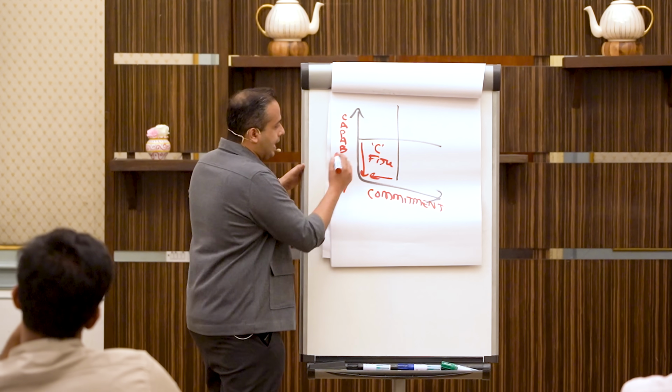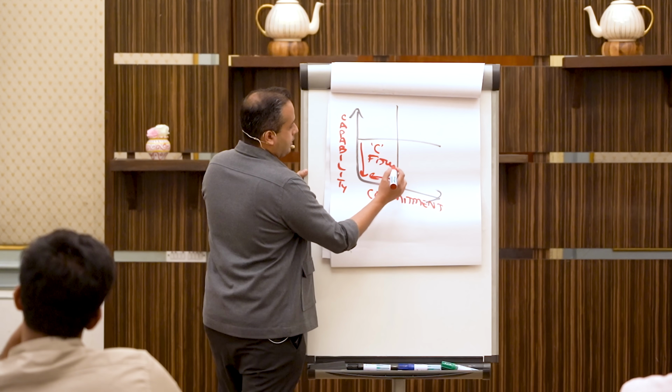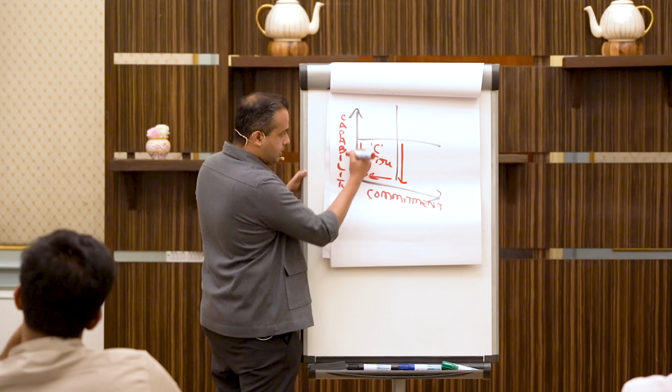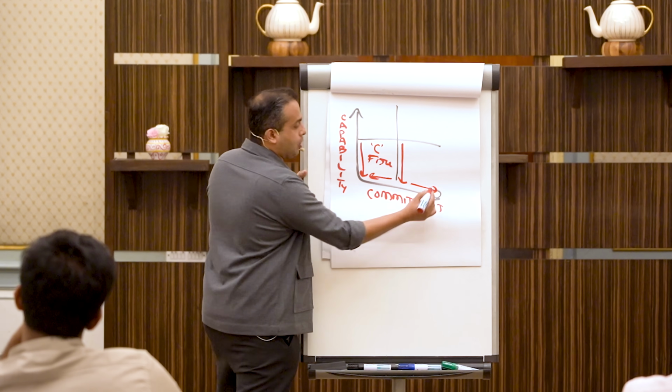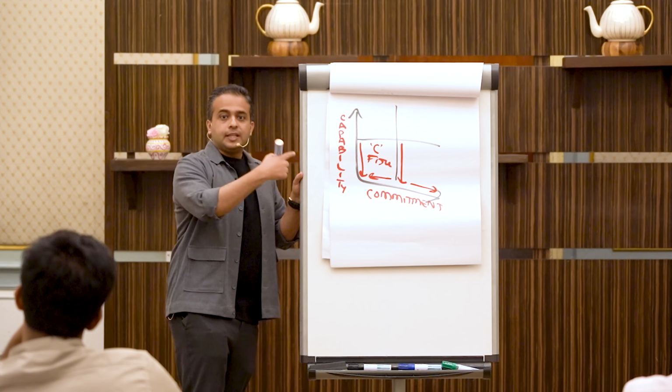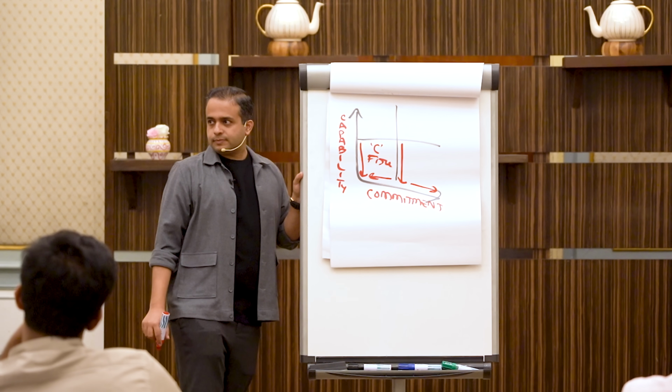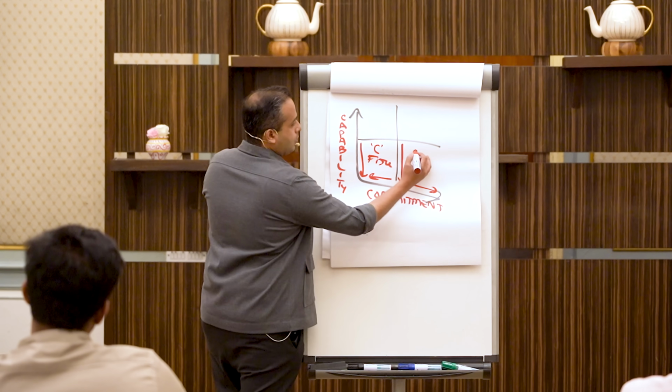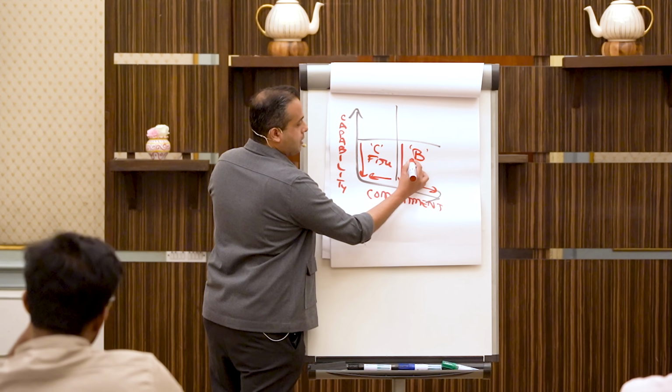Then you have the second type. The second type is low capability again. They're lower on the capability graph, but they're higher on the commitment graph. This is the person you leave your blank check with. So I call this person a B commitment person.